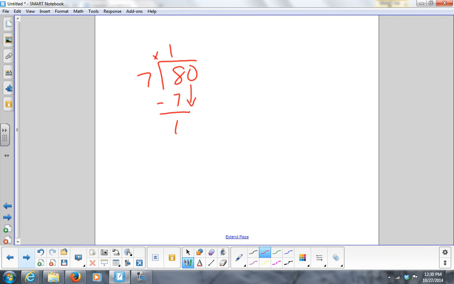I can bring this down, make it a 0. 7 can go into 10 how many times? 1 time. 7 times 1 is? Okay, I'm going to subtract. 10 minus 7 is? 3. So I have 3 people left over.